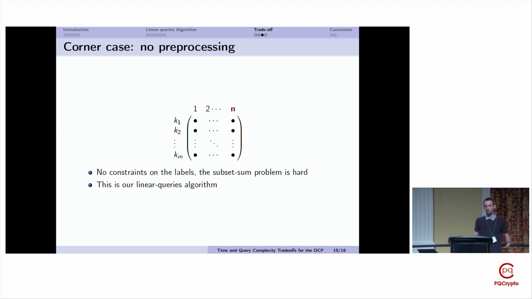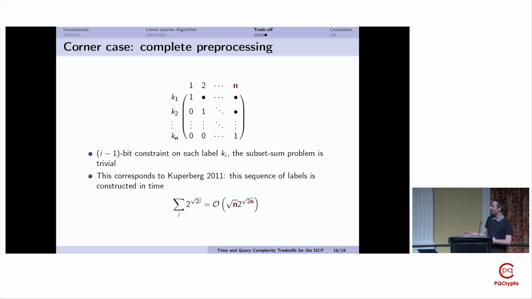The instance that I just presented, the linear queries algorithm, is a case where you don't preprocess anything. You have random labels, and you have to work with that. So you solve a very hard subset sum instance, and it gives you the complexity of solving the subset sum that I just gave. The easiest setting is when you have this kind of diagonal matrix with all the bits of the labels. So the first one can be unconstrained, but then the second one has 1, 0 bits, and then up to the final one is just 1. This makes the subset sum instance trivial.